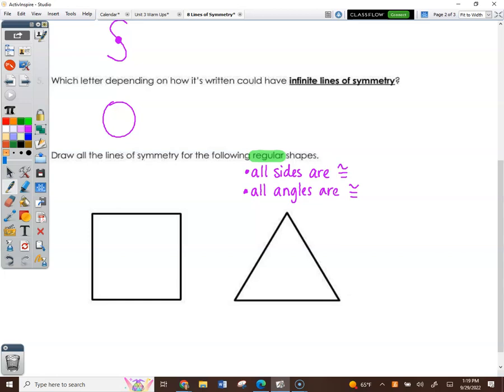Look at the first shape. Yeah, just go to my desk. I'll get to you in just a second.